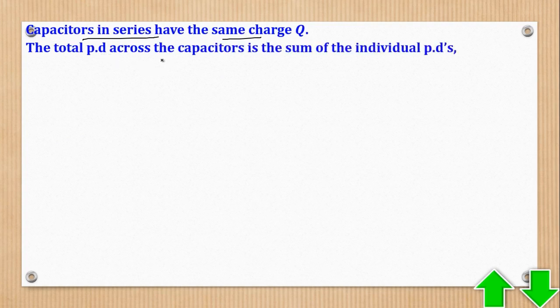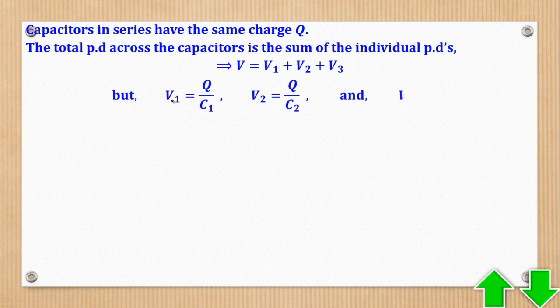And total PD, because PD is different, total PD will be the sum of all the individual PDs. Therefore, total PD V is equal to V1 plus V2 plus V3. But we know that V is equal to Q over C. We have already seen this formula. V1 is equal to Q over C1, V2 will be Q over C2, and V3 will be Q over C3.